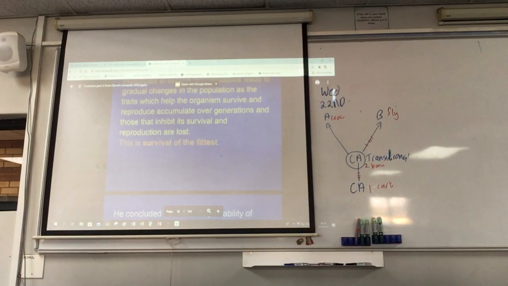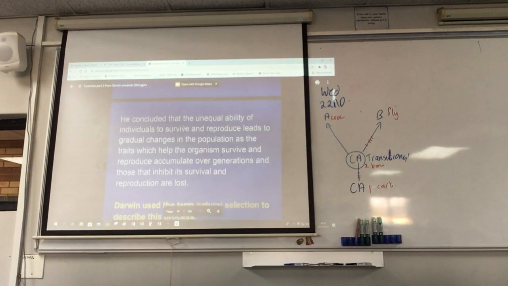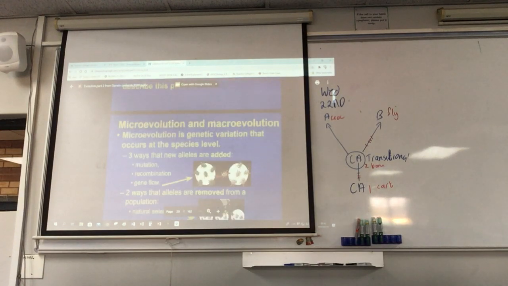All right. So we have more organisms over many generations that can survive better. So he concluded that the unequal ability of individuals to survive and reproduce leads to gradual changes in the population, as the traits which help the organism survive and reproduce accumulate over many generations. And those that inhibit survival, like not coping with drought or less water or being too slow, they lose because they don't reproduce and pass on their genes. Maybe they reproduce, but then those organisms are also not fit for survival. So he called it natural selection.